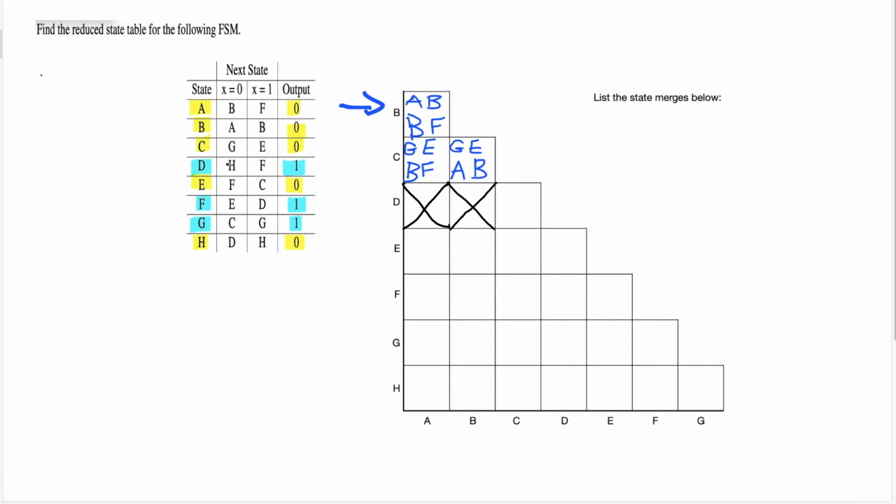D and C do not have the same color, so we're not going to use this square either. We're just going to write a big X throughout it, right? So that's what we get. Because they're not the same color, we just write an X throughout.